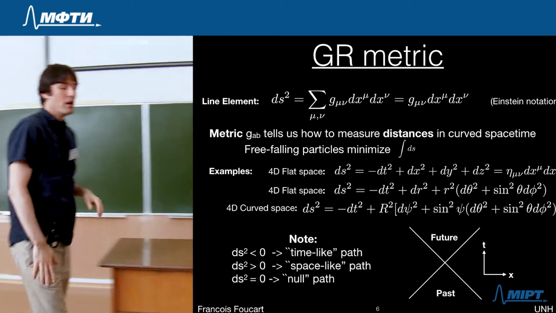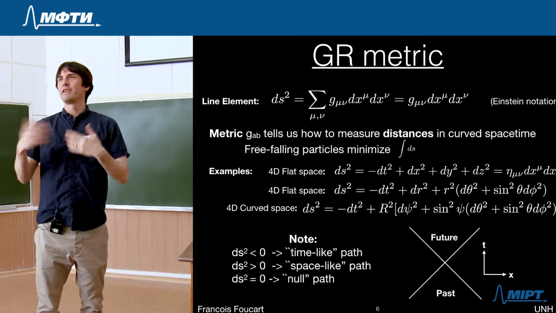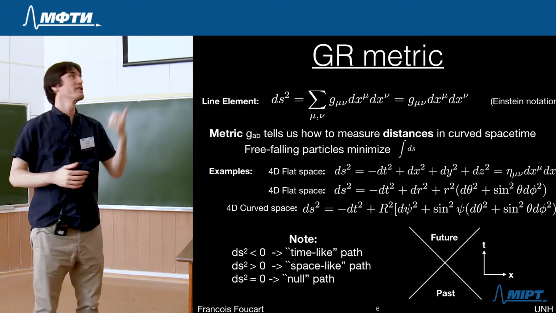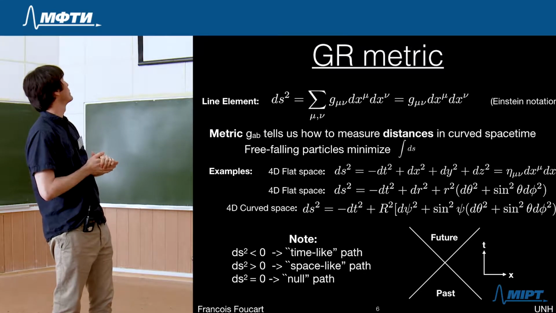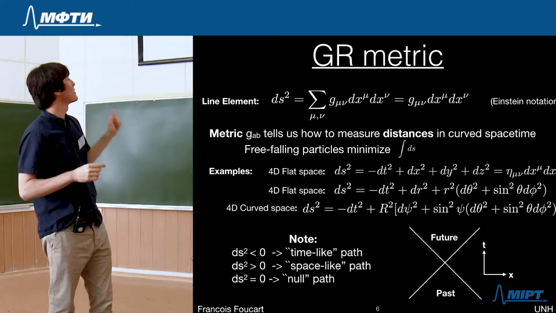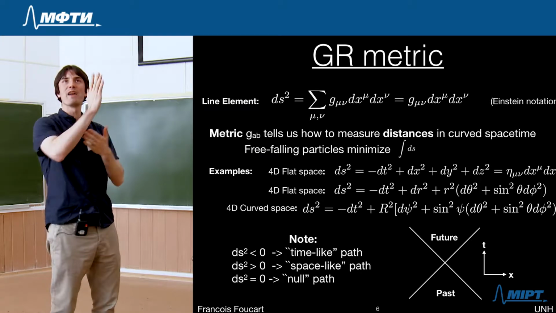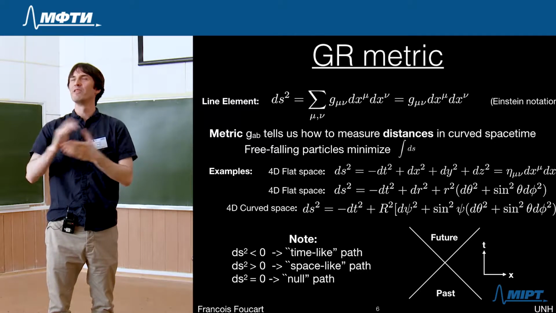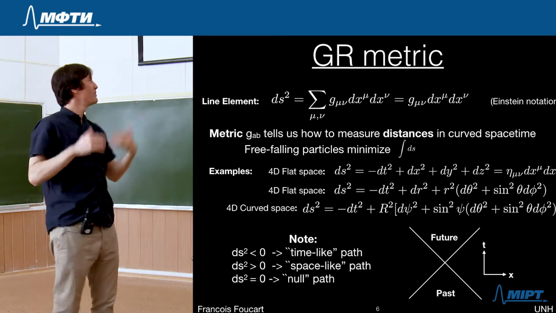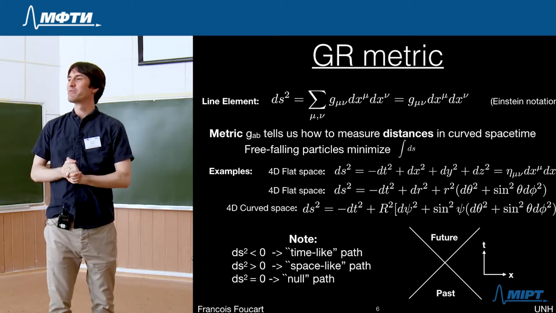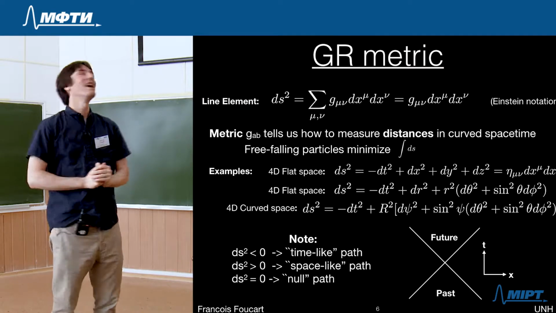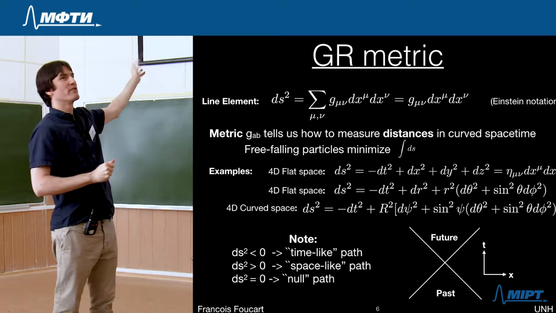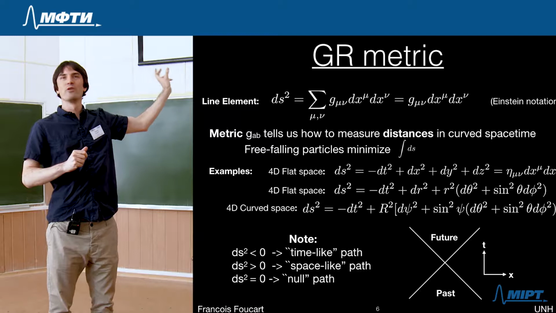Okay. And as an aside, you might find in different books different conventions for the signs that I'm using here. So here I'm using the convention that a negative ds squared is what we call a time-like path, which is a path that is acceptable for a massive particle like ourselves moving through spacetime, meaning moving at less than the speed of light. ds squared equals 0 is something moving at exactly the speed of light. It's what is called a null path.